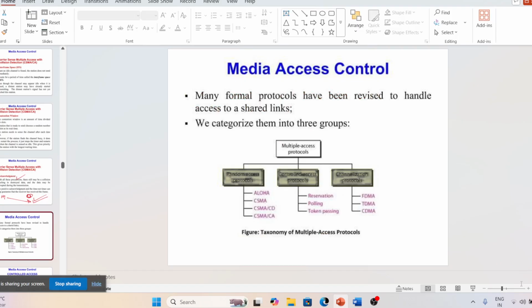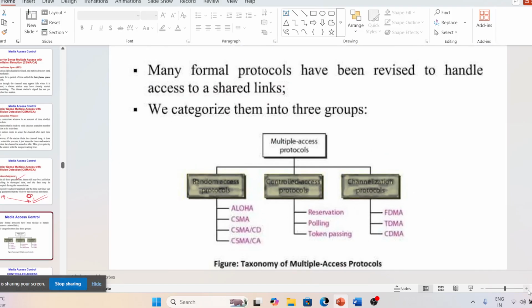So again, this image is very important. From here, the examiner can ask any question. So wherever you are making any notes, you can write this out. We are having three protocols: random access protocol, control access protocol, and channelized protocol. In random access protocol, we are having Aloha, CSMA, CSMA CA, CSMA CD.